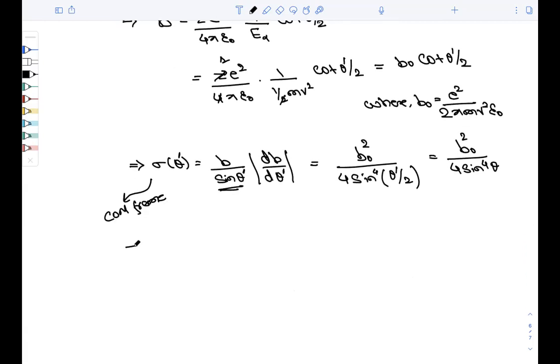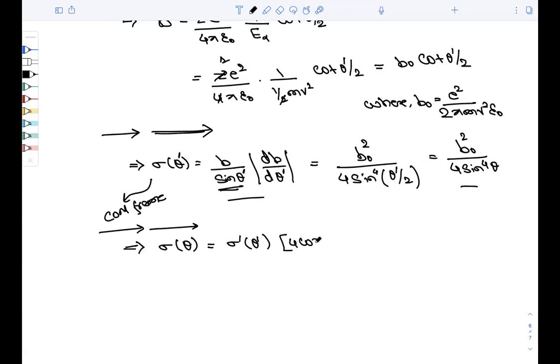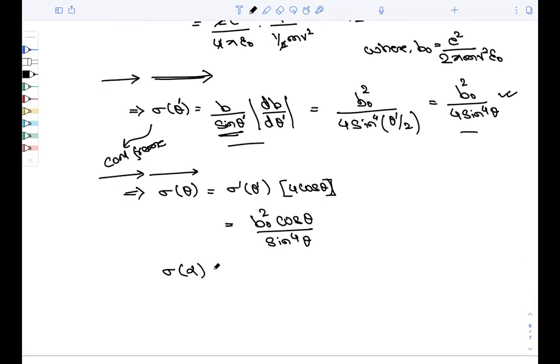Okay. Now then what is sigma theta? You have to place all these things in between, right? From the center of mass frame of reference, differential cross section can be written as this. By converting into the lab frame, we can write sigma theta is equals to sigma dash theta dash into 4 cos theta. Multiply this by 4 cos theta, so 4 and 4 get cancelled out. It will simply become b naught square cos theta sin 4 theta, right? Similarly, you can write for sigma alpha also.